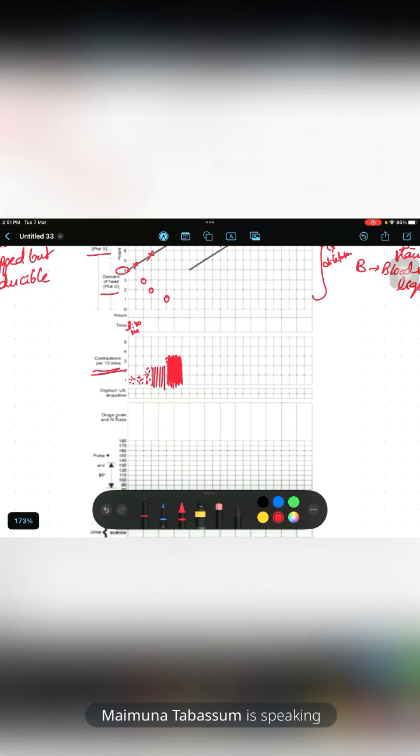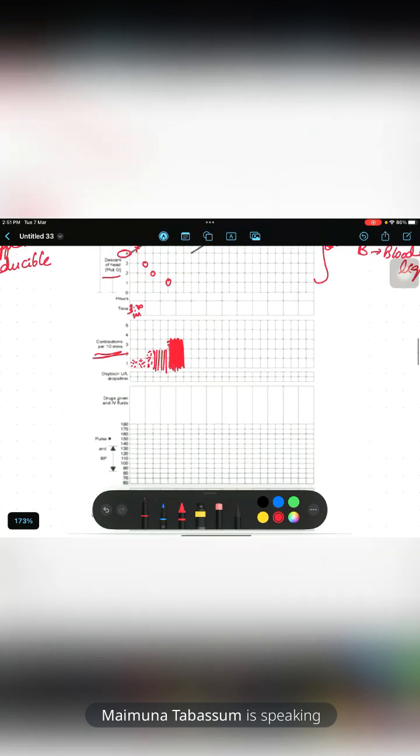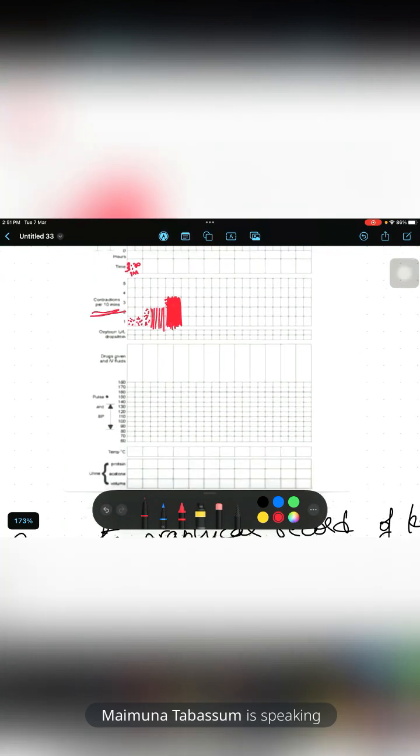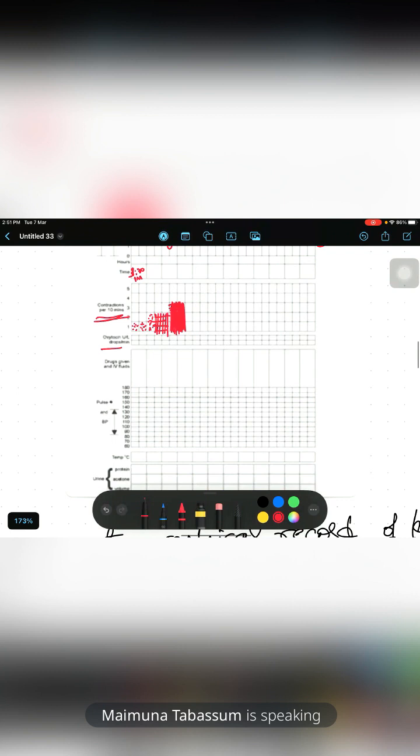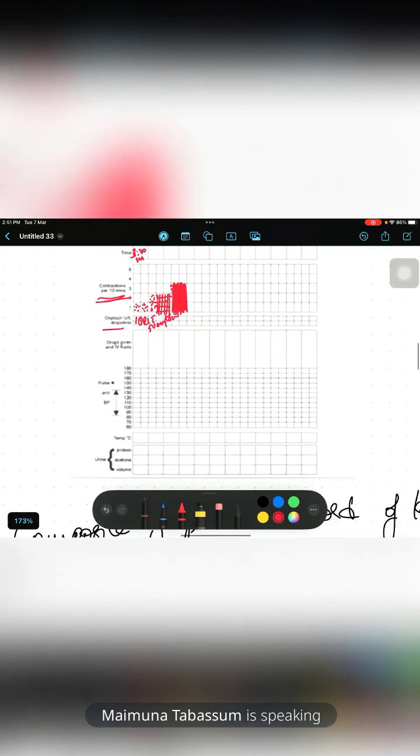Okay, then you will darken this. So this is the method of marking the contractions. Then what do you have? Oxytocin. For oxytocin, you will be writing 1. RL with 5 units of oxytocin. If you have added oxytocin, you will be writing this.